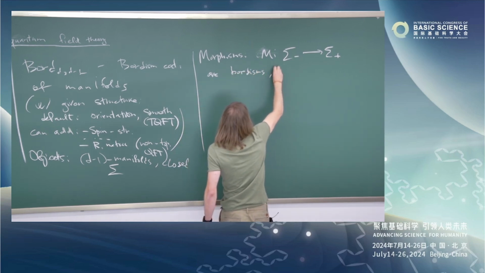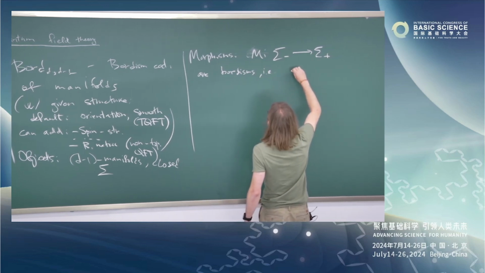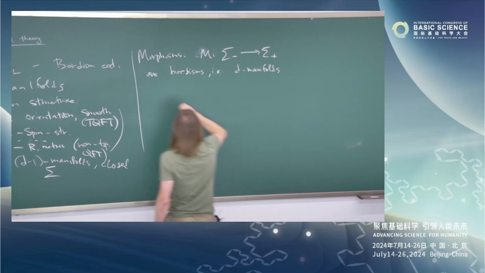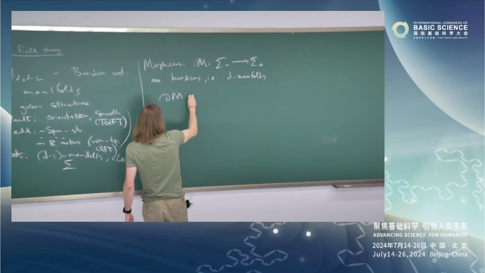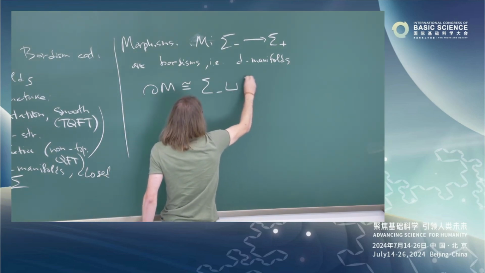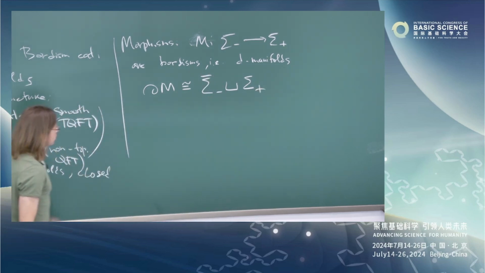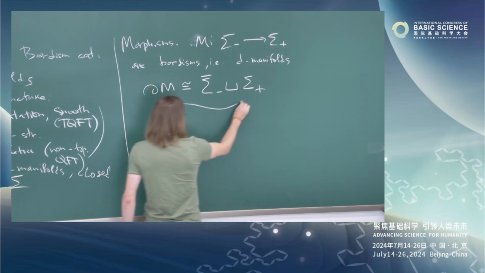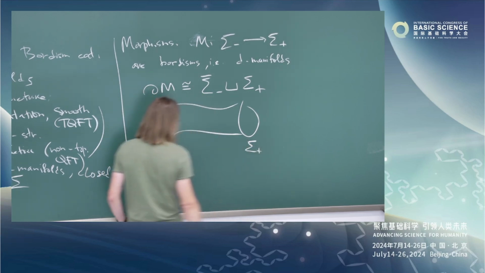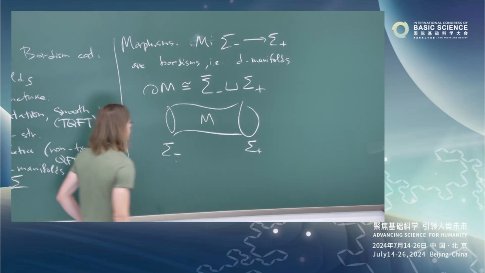That is, d-dimensional manifolds such that there is a choice of isomorphism of the boundary with the disjoint union of sigma minus with reversed orientation and sigma plus. One can imagine this physically as a space-time which propagates from the spatial slice sigma minus to sigma plus.